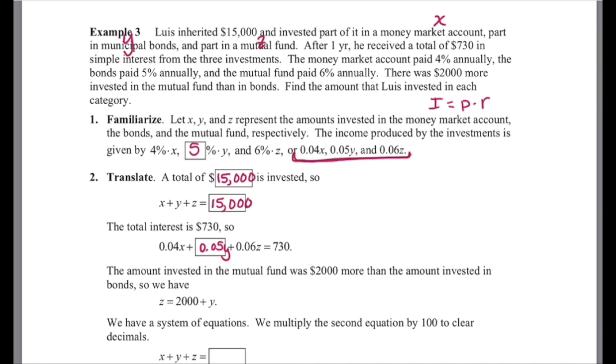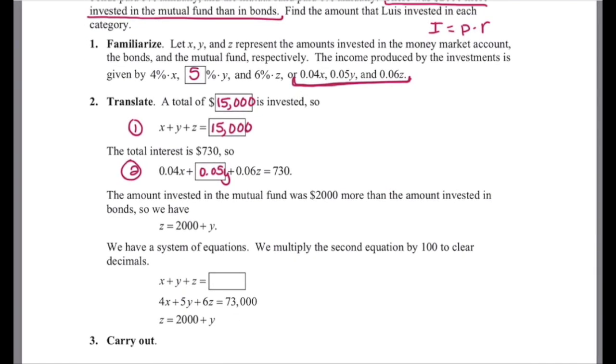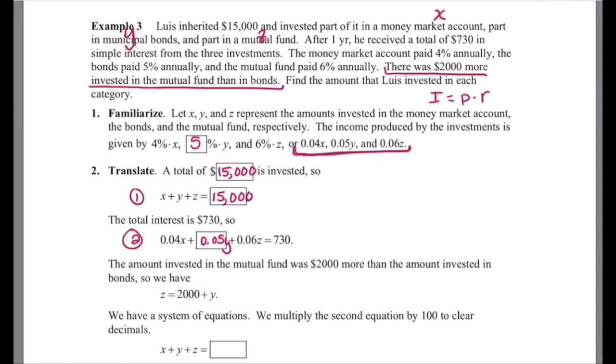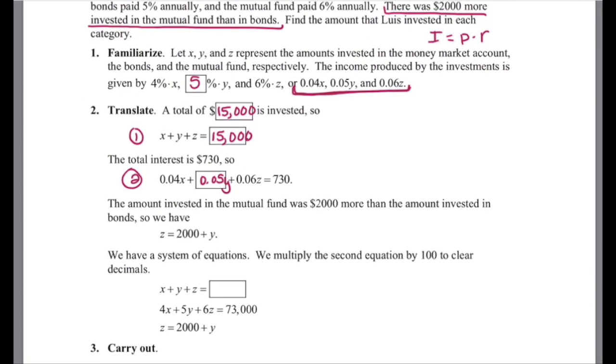So we have 2 equations, and we know we need a third equation. The third equation comes from this part here, that there was $2,000 more in the mutual fund than the bond. So the mutual fund is $2,000 more than the bond. Now we have a third equation, and we've created our system of equations.